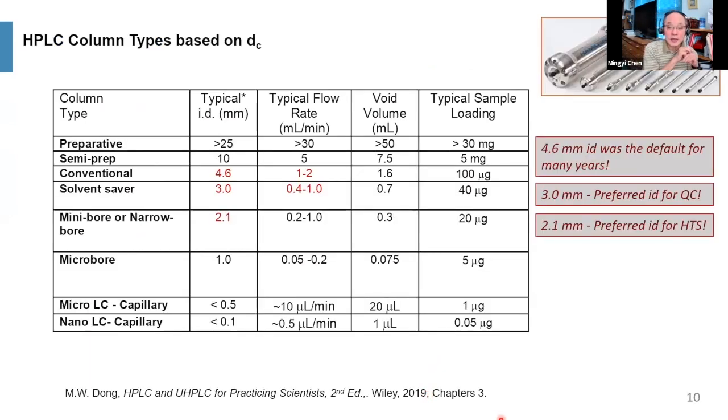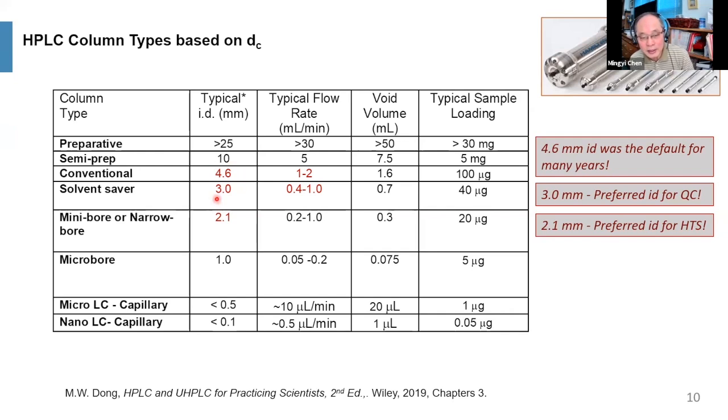Okay, this is an important table. It came from chapter 3 of my book, right? So here are the column type, right? Some of these names are not standard, right? So it's just kind of a convention. So typically conventional HPLC column is 4.6 mm ID. Now there's no regulation that you have to use 4.6 mm ID.